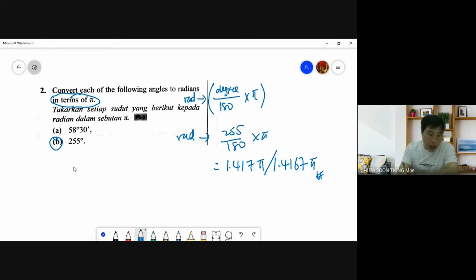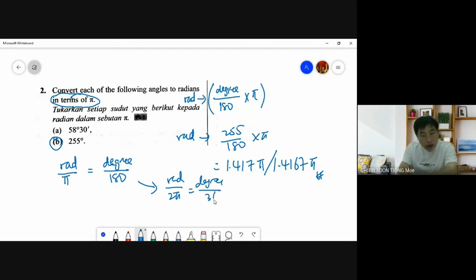Now I want to explain to you how we actually get this. Actually it is by ratio. What is meant by ratio? Radian will be divided by pi, and degree will be divided by 180. Actually, in the beginning it is radian divided by 2 pi, degree divided by 360, but after we simplify, we get this. So remember this one and it will solve all the questions.